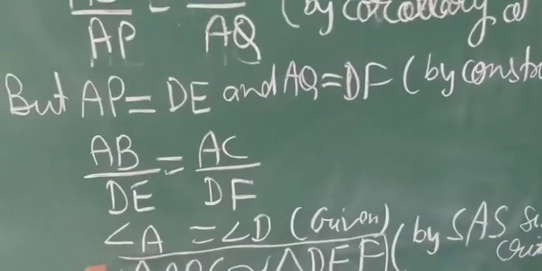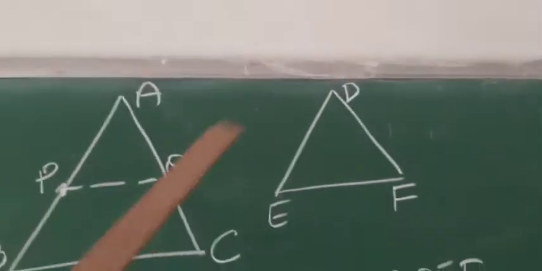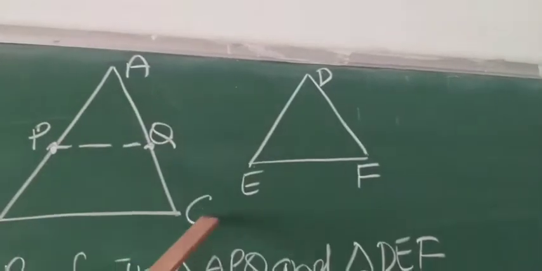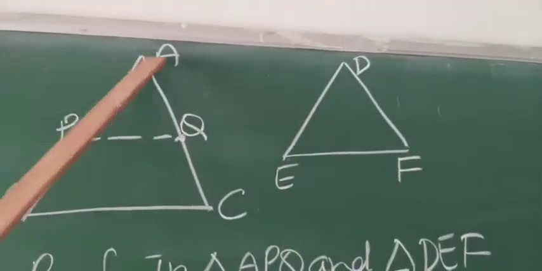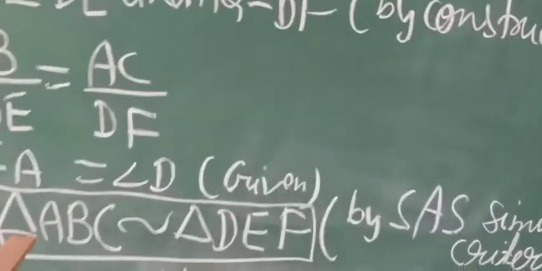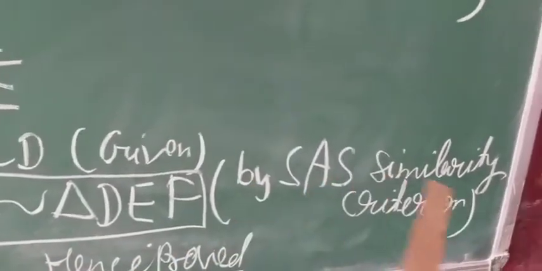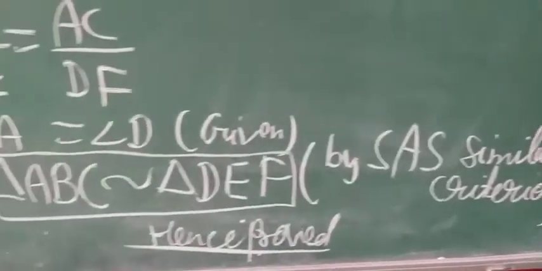Okay, students, and angle A equals angle D, it is given to us. So we have got here AB upon DE equals AC upon DF, and angle A equals angle D. So we can say triangle ABC is similar to triangle DEF by SAS similarity criterion.